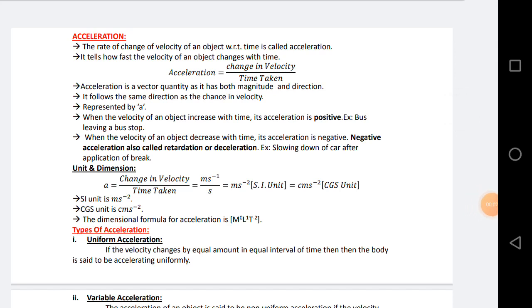Hello student, in this video tutorial I am going to tell you about acceleration and types of acceleration.